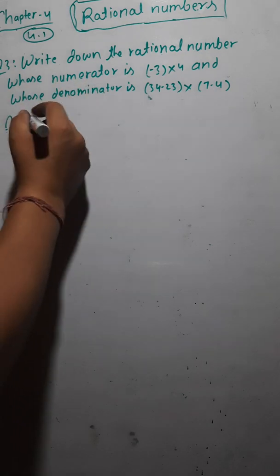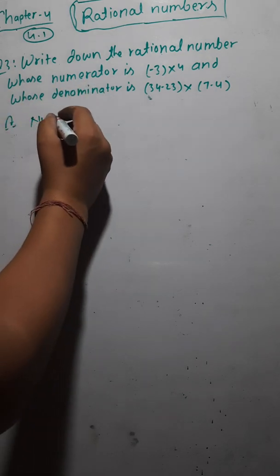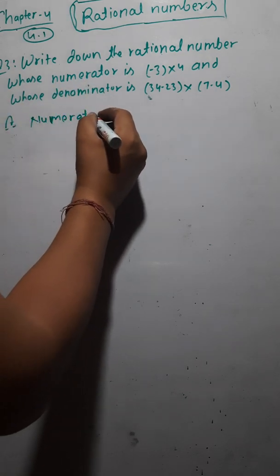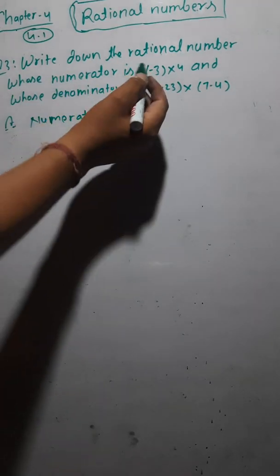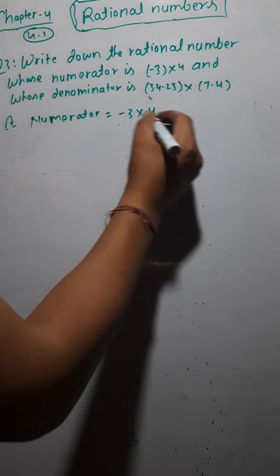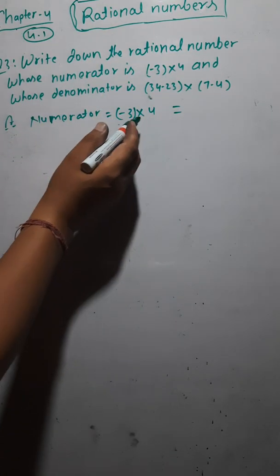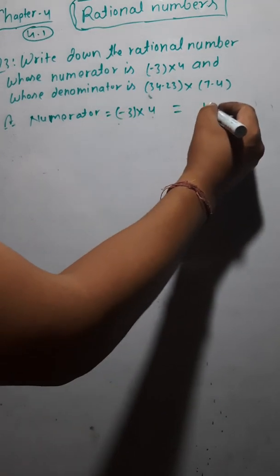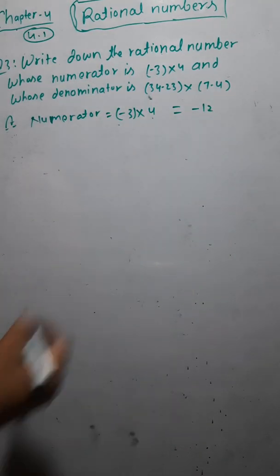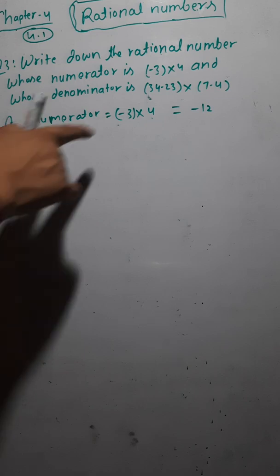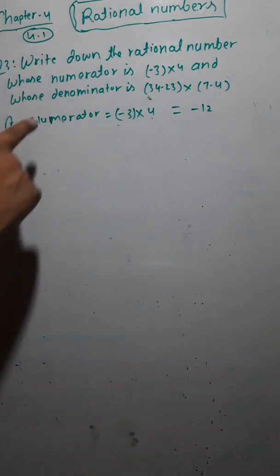So what is the numerator here, if you see? Numerator. So numerator is how much? It is minus 3 multiply 4. So if you are multiplying this, you are getting how much? 4 3 is 12 and minus sign would remain there. So it would be minus 12. 4 multiply minus 3 would be minus 12. So this is the numerator.